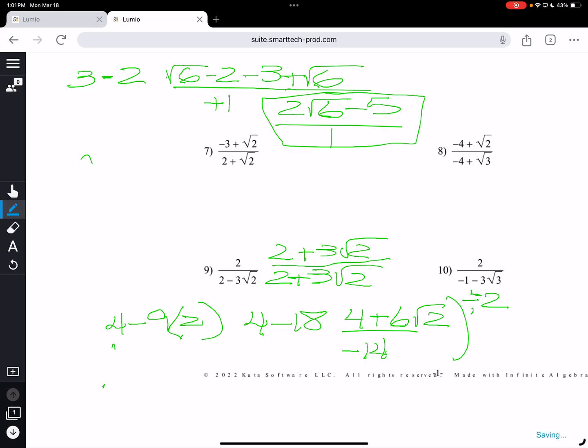Is that our homework? Homework is going to be the evens on that page, the whole thing. So 10 problems of evens, 2 pages. So negative 2 minus 3 radical 2 all over 7.